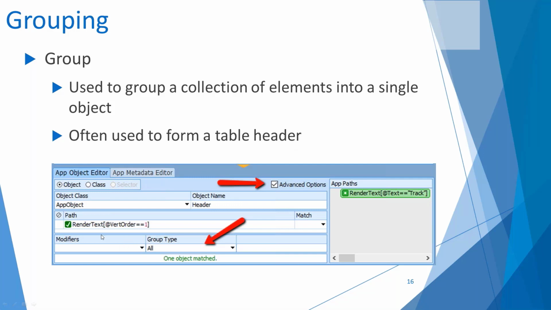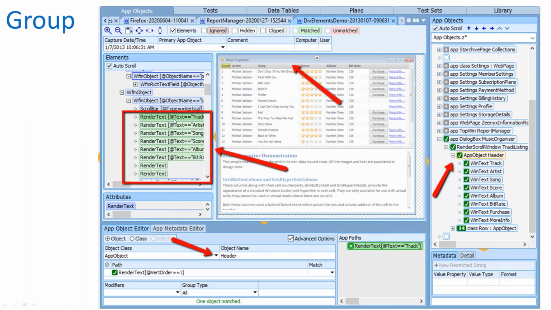In order to expose this part of the app object editor, you have to check on advanced options. And then this little section down below shows up. Remember, if you don't check it, you only see the top part here. So if you check advanced options, the bottom shows up, and you'll see under group type, one of the selections is all. And so if you want to form a header, and I'm going to show you the example now, if you want to form a header, that's exactly what you do.